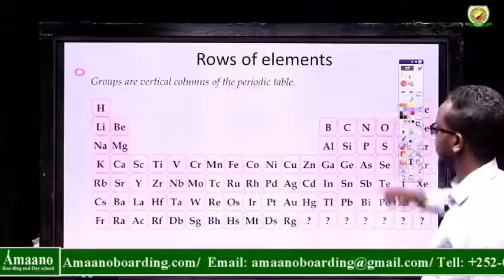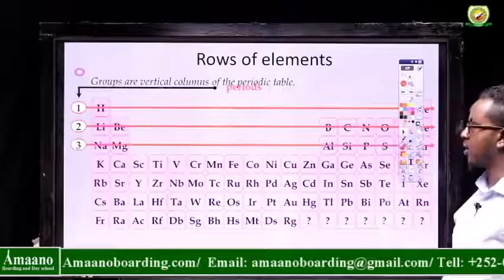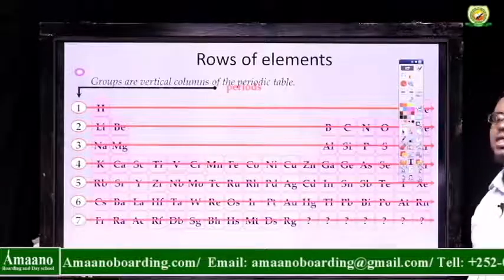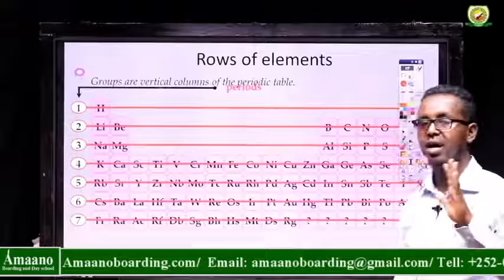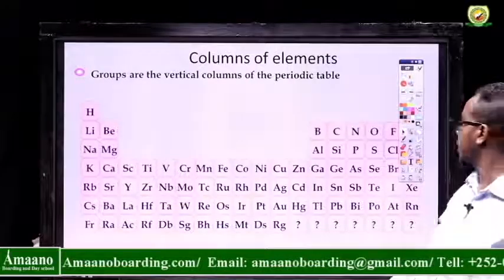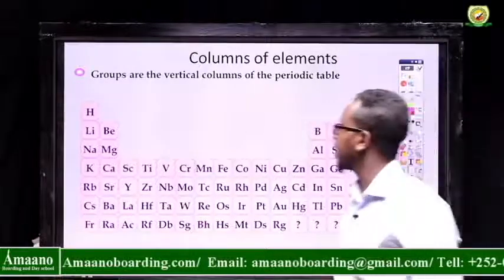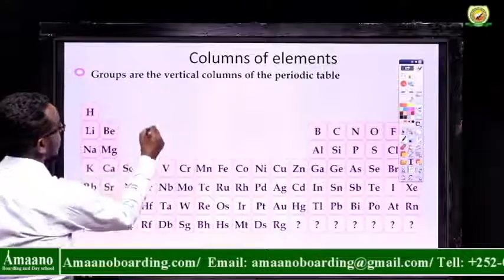Consider this. This is row 1, 2, 3, 4, 5, 6, 7. These are the rows in our modern periodic table. So we have 7 periods. Now, what are groups? Groups are the vertical columns of the periodic table. So this is a vertical line.